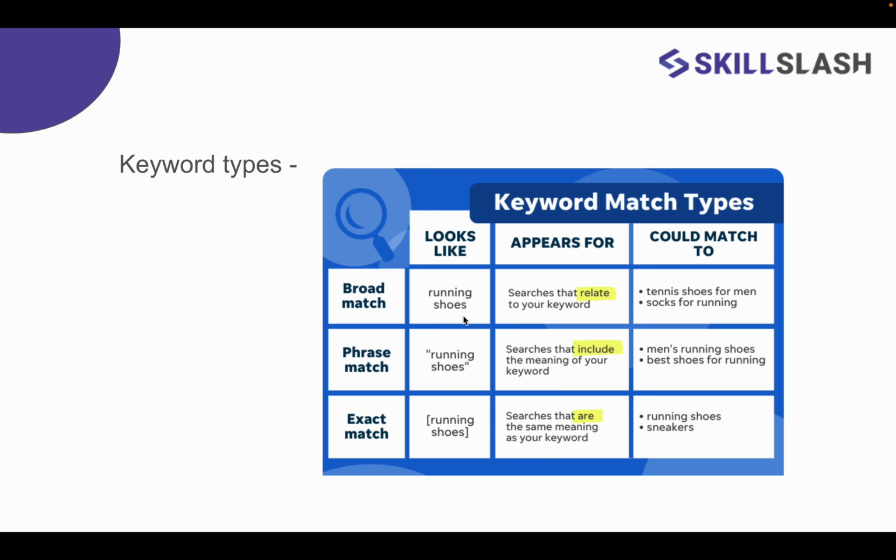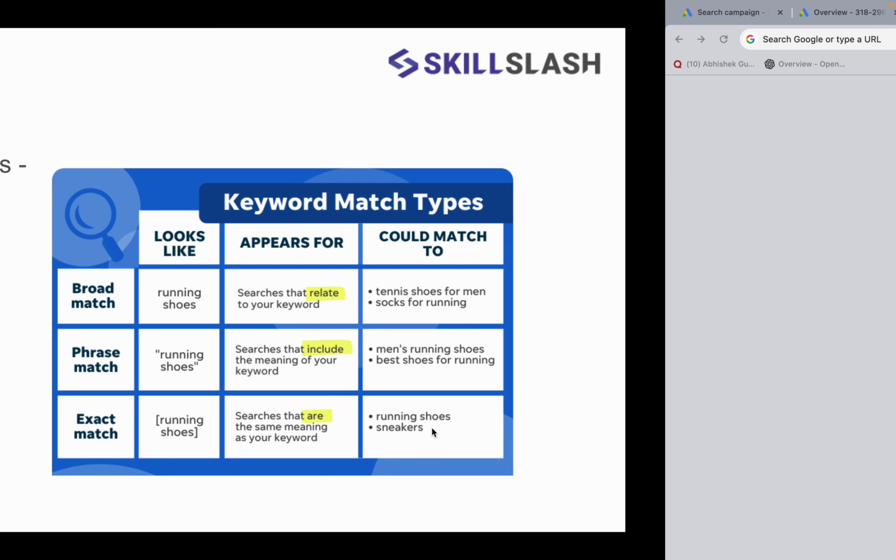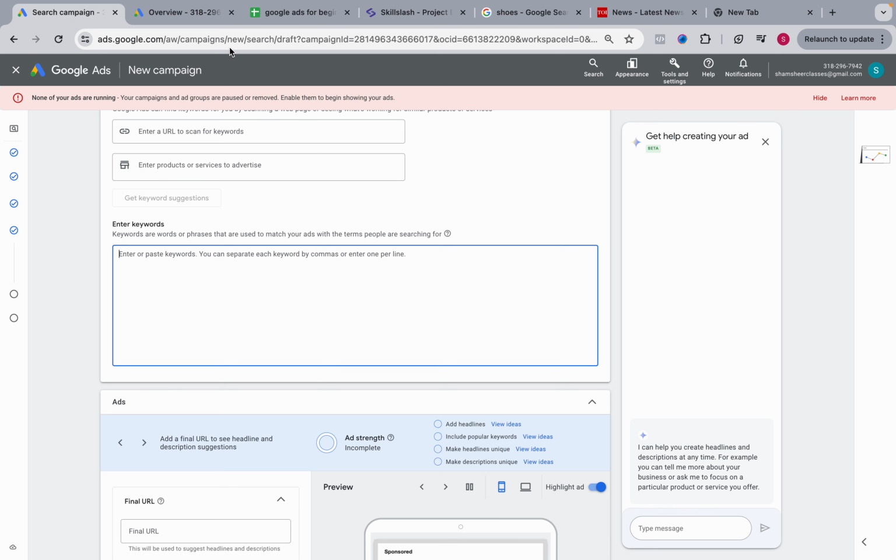In the broad match, you don't need to add any kind of brackets or quotation marks. You just need to write your keywords. And in the phrase match, you need to add quotation marks. In the exact match, you need to add square brackets. Okay, so now let's go here.